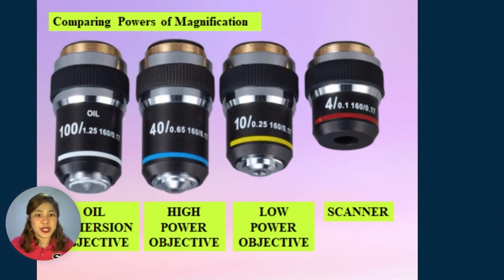And we have here the different objectives. They are identified with different colors. For the scanner, the color is red, with a magnification of 4x. For low power objective, we have 10x. High power objective, 40x. And of course, the oil immersion objective, wherein you need to use a special oil put on the specimen so that you can magnify the object up to 100x. So it's a very powerful objective. It has a very high power of magnification. The higher the power of magnification is, the more magnified the object, the microorganism or the specimen will be.